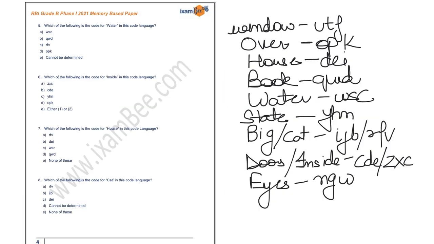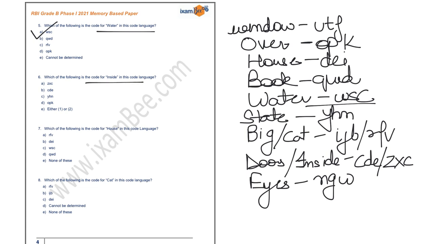Now your fifth question states which of the following is the code for water. You know that the code for water is WSC, so option number A is the correct answer. Now your sixth question states that which of the following is the code for inside.